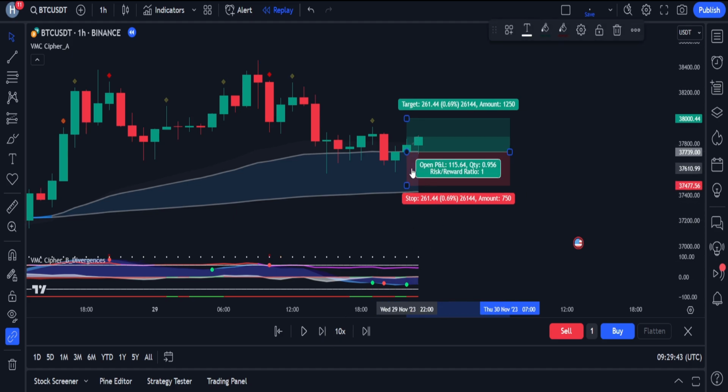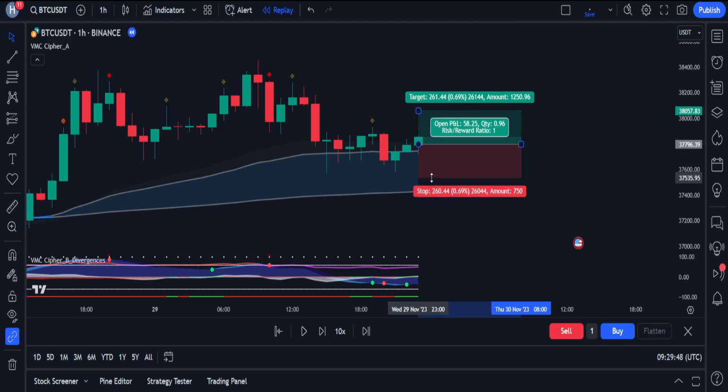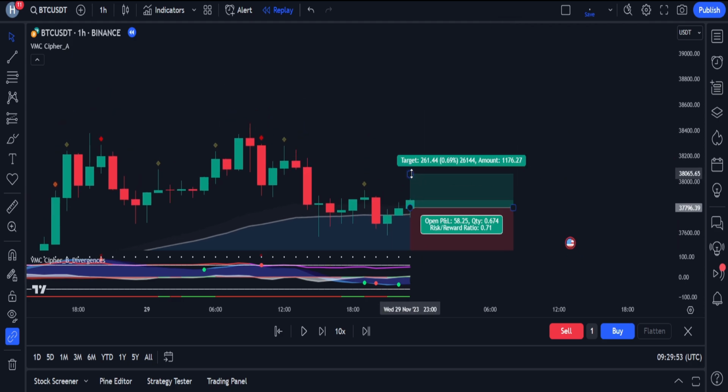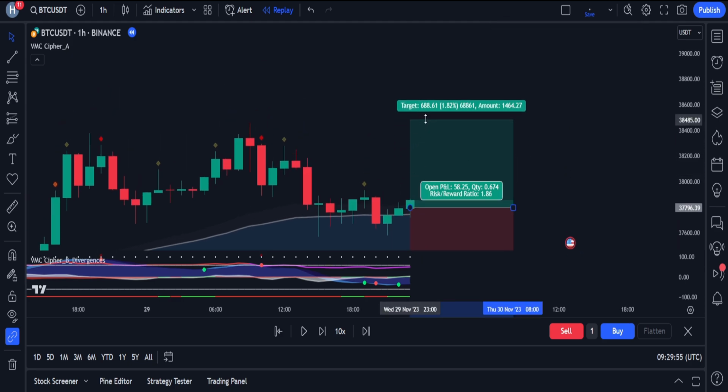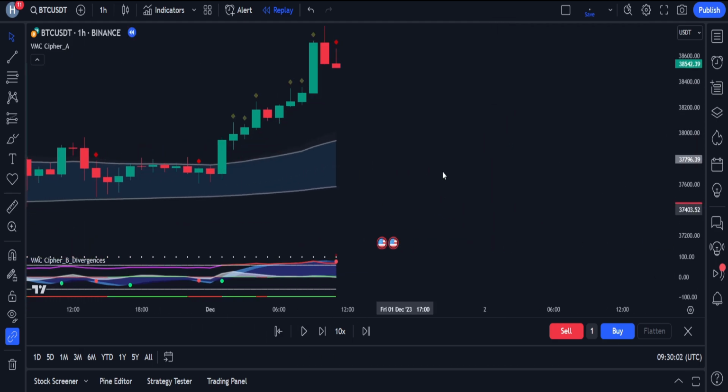So I will open a buy position here at the next candle. We will set our stop loss just below the most recent swing low, or you can also set the stop loss at the 50-period EMA line. And we will set our take profit target at 2. Now let's see if the price will hit our take profit target or not.